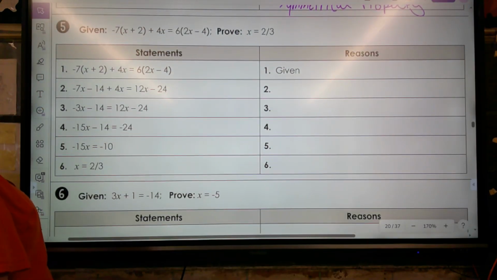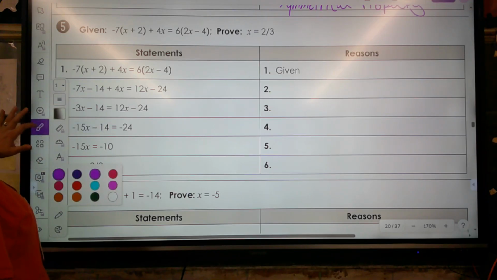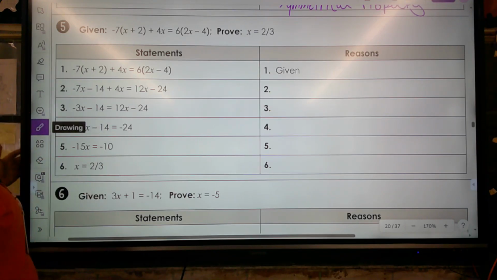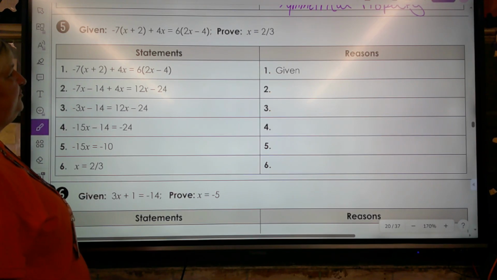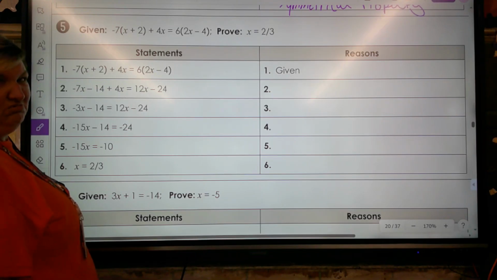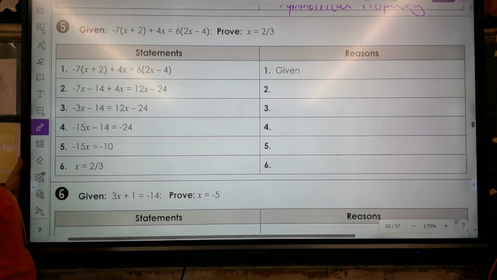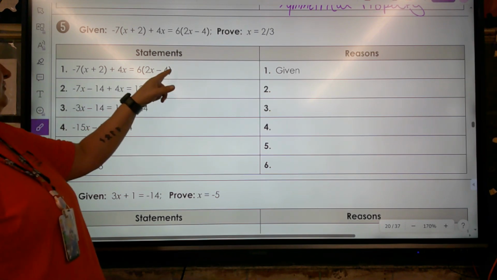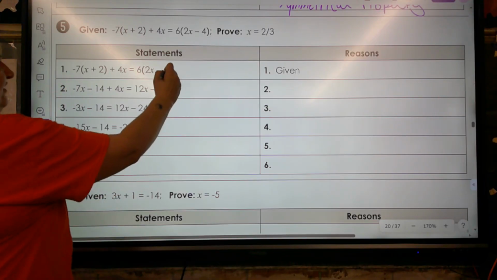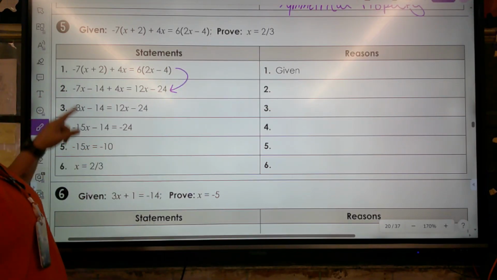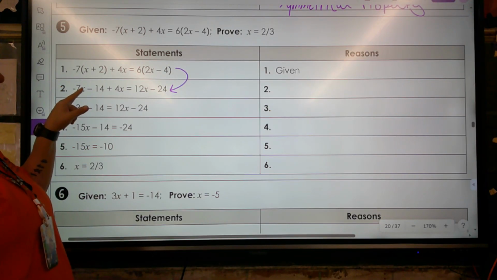Oh, look at that. Okay, let's complicate the issue. Let's see what we got. Given negative 7 times the group x plus 2 plus 4x is equal to 6 times the group 2x minus 4, prove that x is equal to 2/3. Okay. From here to here, you'll notice the parentheses are gone.